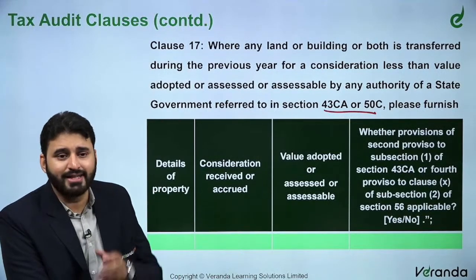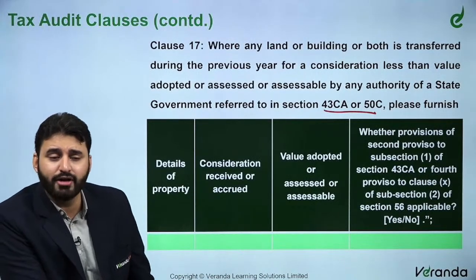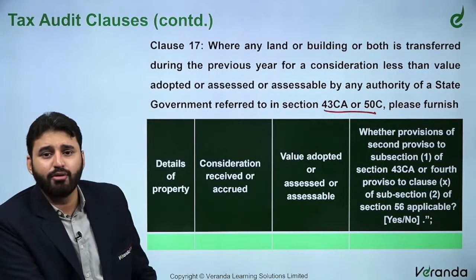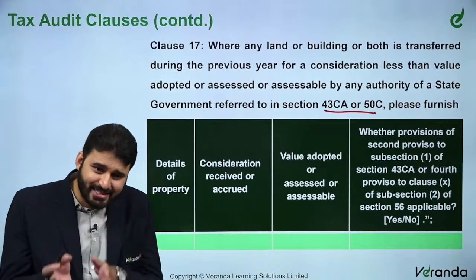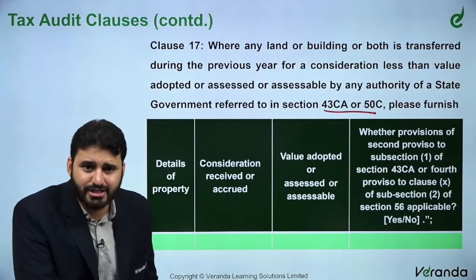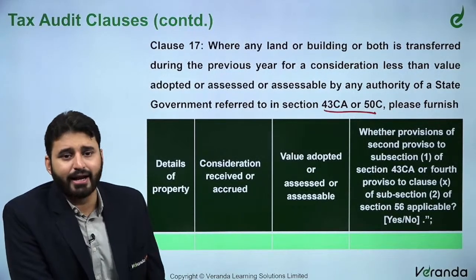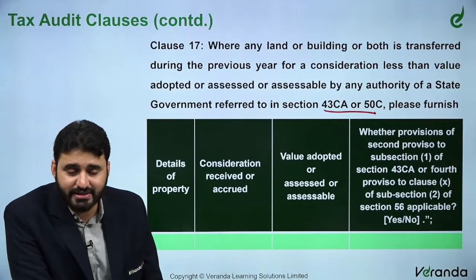I am not dwelling much on these sections because I am assuming you will have some idea of them, as you would have studied your income tax paper. Anyway, where any land or building or both is transferred during the previous year for a consideration less than the value adopted or assessed or assessable by any authority of a state government referred to in section 43CA or 50C, please furnish.